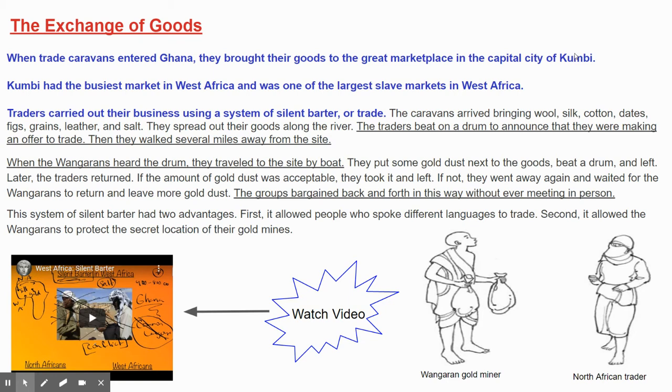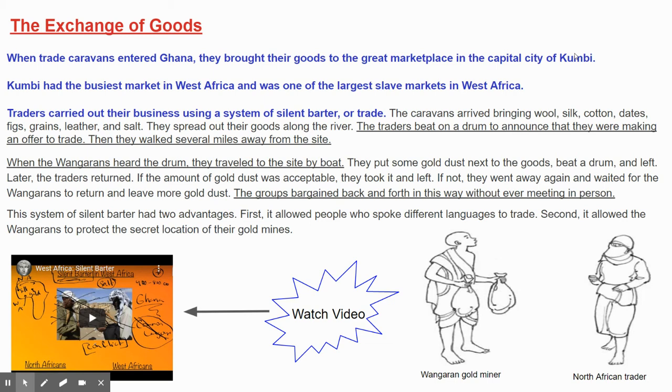Later, when the traders returned, if the amount of gold dust was acceptable, they took the gold dust and left. If not, they went away again and waited for the Wangarans to return and leave more gold dust. The groups bargained back and forth in this way without ever meeting in person.